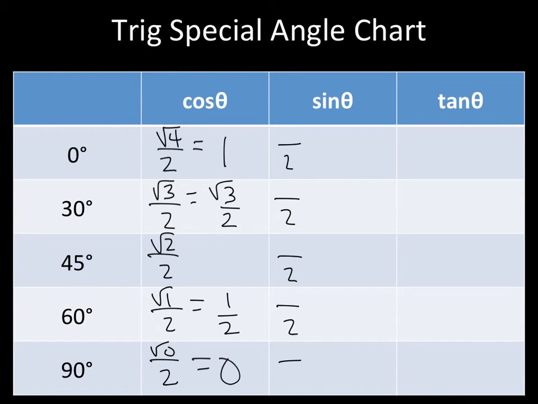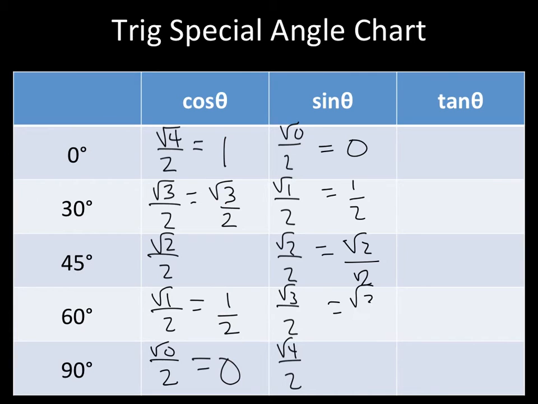And then we're going to start low. So root 0 over 2, root 1, root 2, root 3, and root 4. Or you could take the cosine column that's already been simplified and just go from the bottom up. Either way, you get 0, 1/2, root 2 over 2, root 3 over 2, and 1. And so those are the sine special angles.